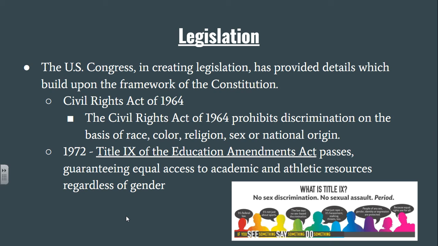1972, Title IX of the Education Amendments Act, all right, passes. And what does this do? There's a lot of layers to Title IX, but it guarantees equal access to academic and athletic resources regardless of gender, okay? So this is one of those things that tries to equal the playing field a little bit more in regards to men and women. We always think of it as attributed to sports in college or even in high school. But the scope of Title IX goes well beyond the playing field.